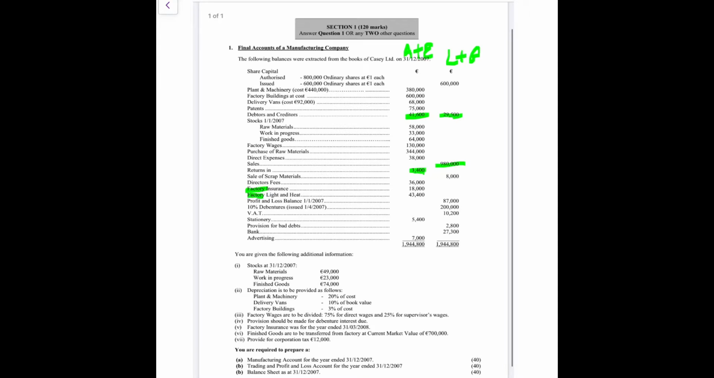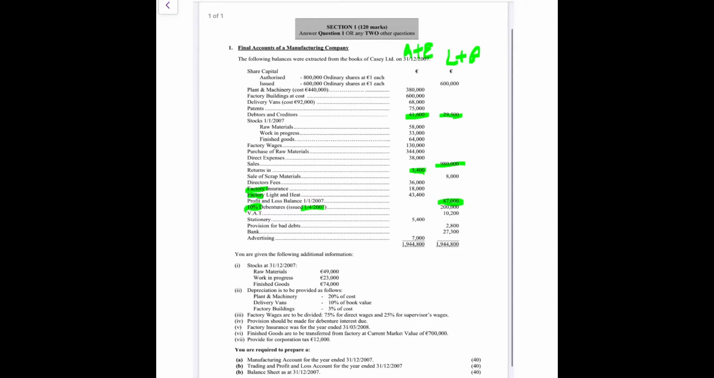Your profit and loss balance at the end of the year, 87,000. That's going to go in at the bottom of the profit and loss account. Your debentures of 10%, so a debenture is a loan. We currently have a loan out. We got it on the 1st of April, okay, and it's €200,000, and we have to pay, that 10% means we have to pay 10% interest per year.